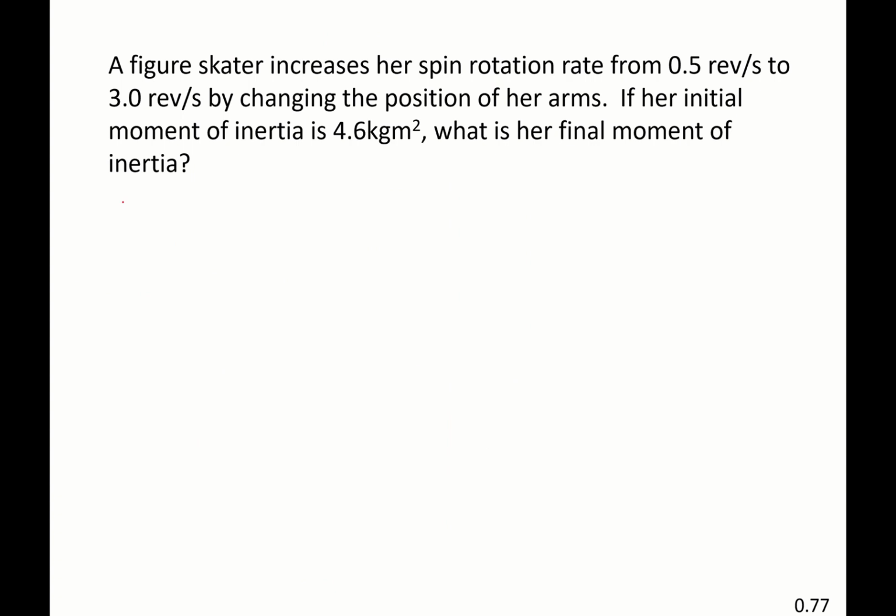So omega initial is 0.5 revolutions per second, and that's not exactly the right units, right? Remember, it should be radians per second, but it turns out we can leave it in these units as long as we're being consistent. If you want to, you can change it to radians per second by using 2 pi radians is 1 revolution. But as long as I'm consistent and I keep it in the same units, it doesn't matter. So omega initial is a half, omega final is 3. She changes the position of her arms.